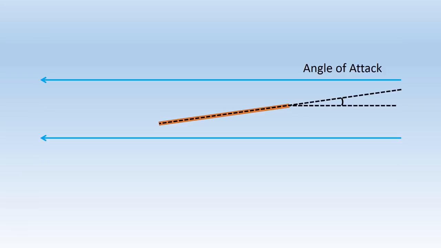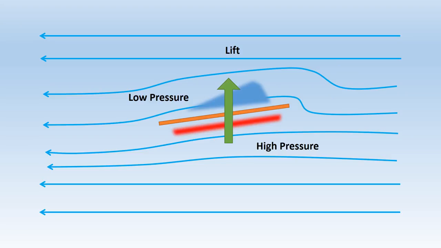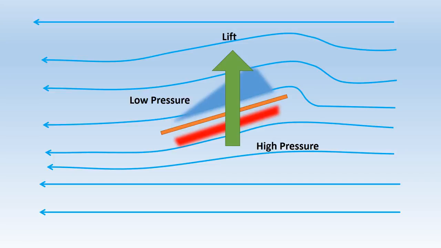Now imagine a thin, flat plate in the airflow. When it's perfectly parallel to the airflow, the air goes around it with no effect. If we rotate the plate, we call the angle between the airflow and the plate the angle of attack. Introducing an angle of attack forces the streamlines to curve around the plate. This creates an area of low pressure above the plate and a small area of high pressure below the plate. This pressure difference creates lift. Increasing the angle of attack forces the streamlines to curve more, increasing the pressure difference and thus increasing the lift.